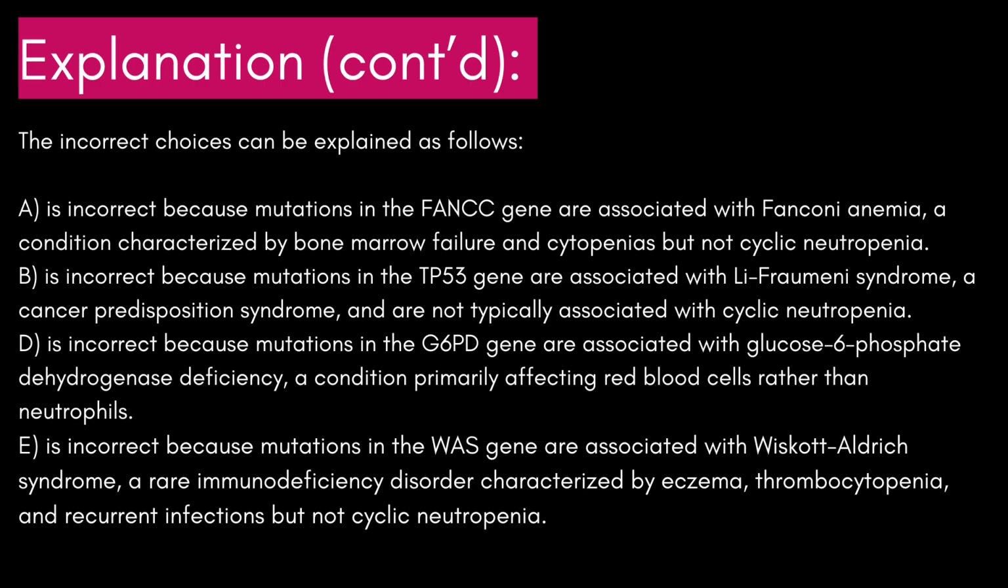E is incorrect because mutations in the WAS gene are associated with Wiskott-Aldrich syndrome, a rare immunodeficiency disorder characterized by eczema, thrombocytopenia, and recurrent infections, but not cyclic neutropenia.